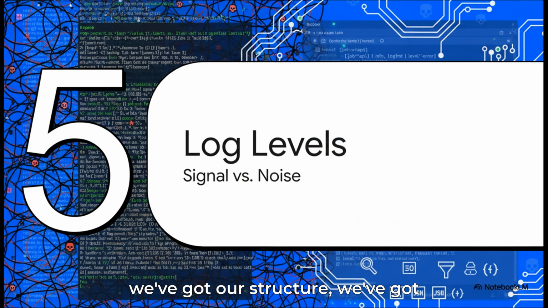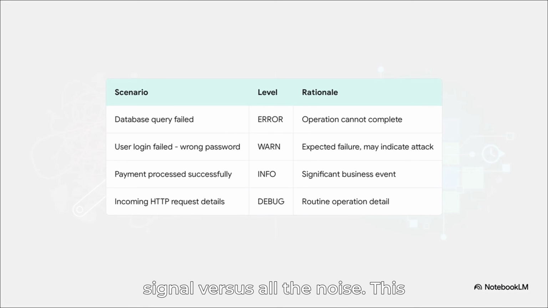Okay, so we've got our structure, we've got our IDs, but what should we actually be logging? This is where log levels become absolutely critical for managing the signal versus all the noise. This table is basically your cheat sheet. Error? That's for when an operation completely fails, like a database query. But what about a failed login because of a wrong password? Well, that's a warn. It's an expected failure, but it's something you might want to track for security reasons.